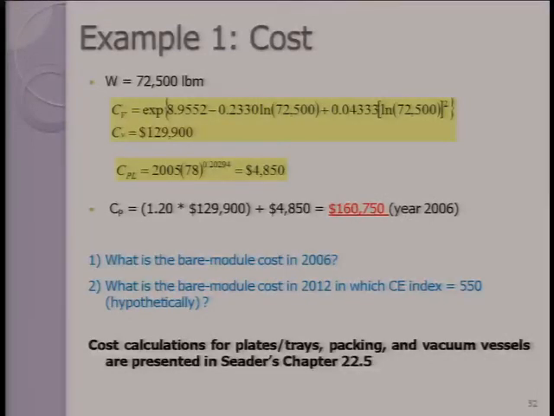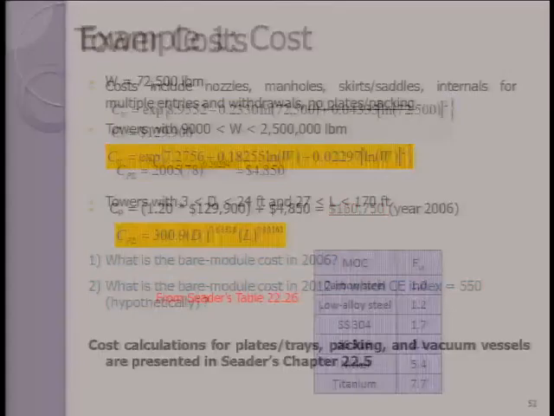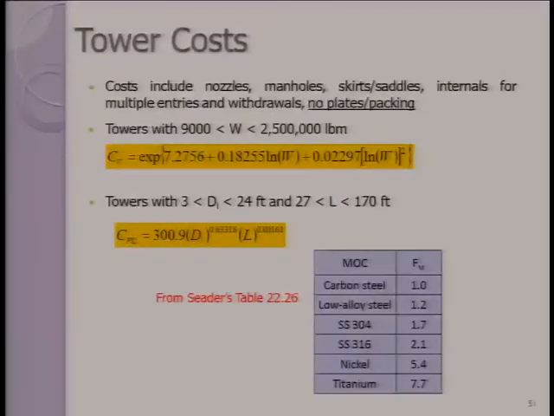Okay, so this is the cost of the tower without the packing. Yeah, if you need to price your packing, you go to our textbook, right? Section 22.5. There are cost correlations for trays, packing, and vacuum vessels. Okay, so this is something that you need to do only next semester. Okay, so I guess that's all I have. That's the end of our lecture.